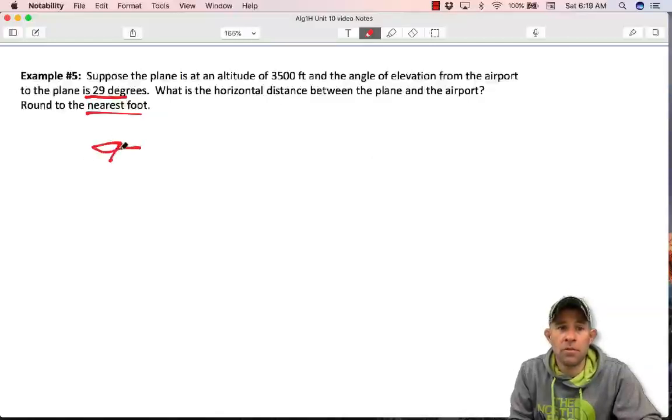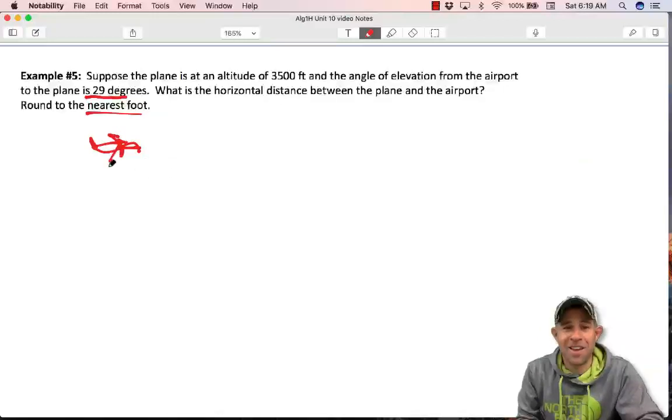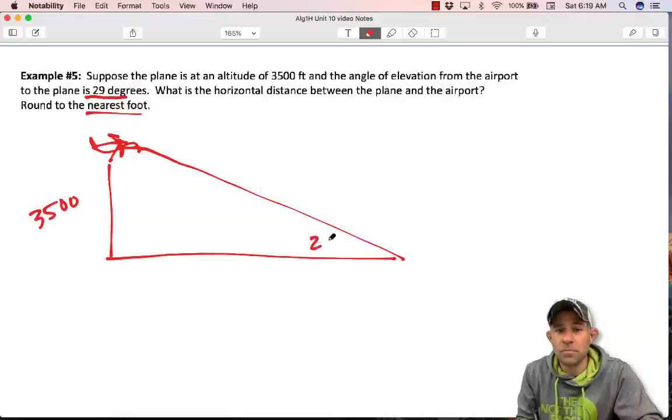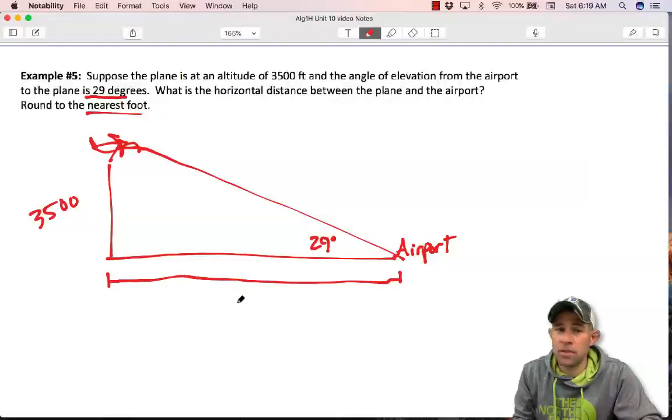Here is our beautiful airplane flying. Oh boy, that's a terrible airplane. But anyways, it's got an altitude of 3,500 feet. So remember, altitude is your vertical distance to the ground. We got an angle of elevation to the airport of 29 degrees. So here's our airport. What is the horizontal distance between the plane and the airport? So again, now we're talking about horizontal distance, so that's like ground distance here. So this is what we're looking for.